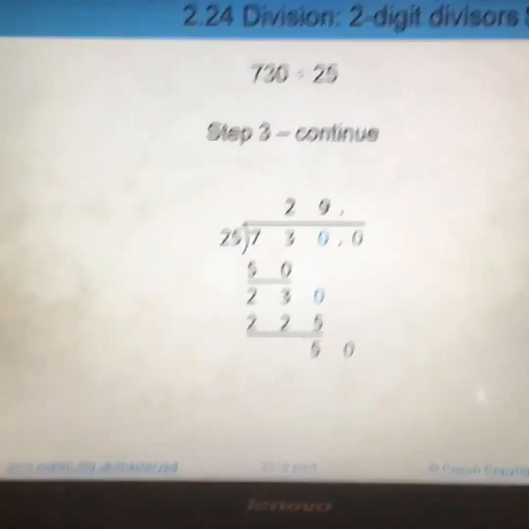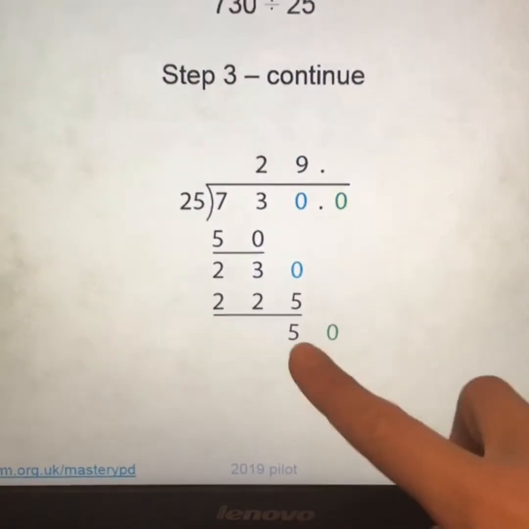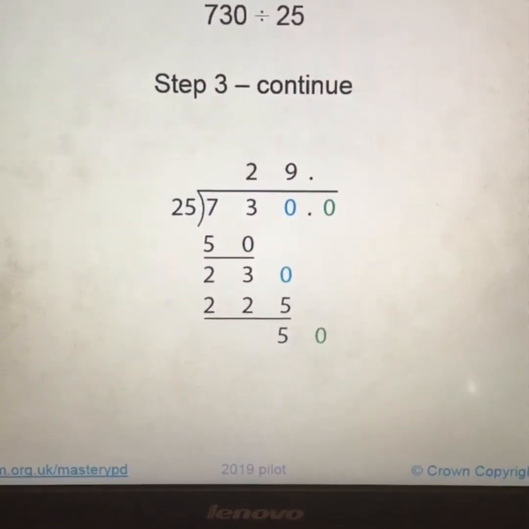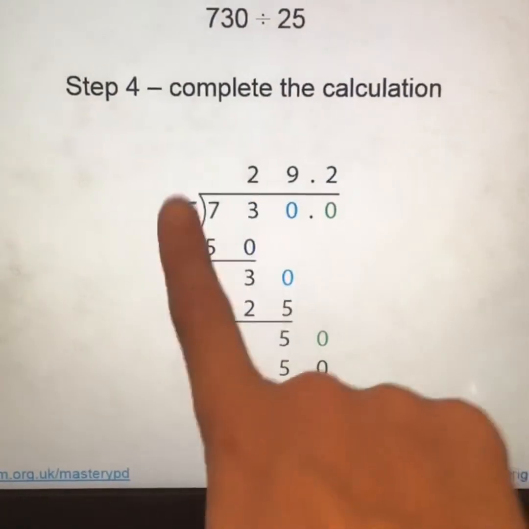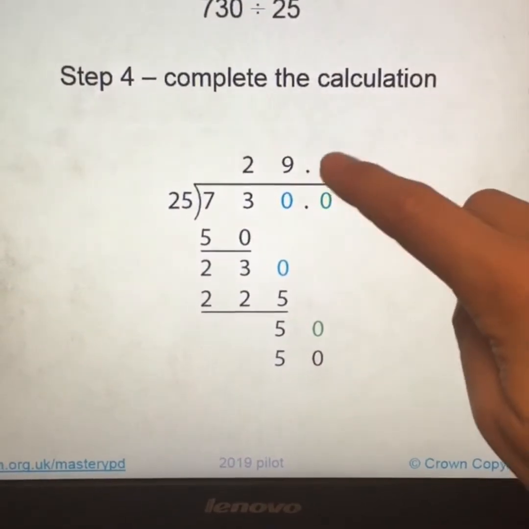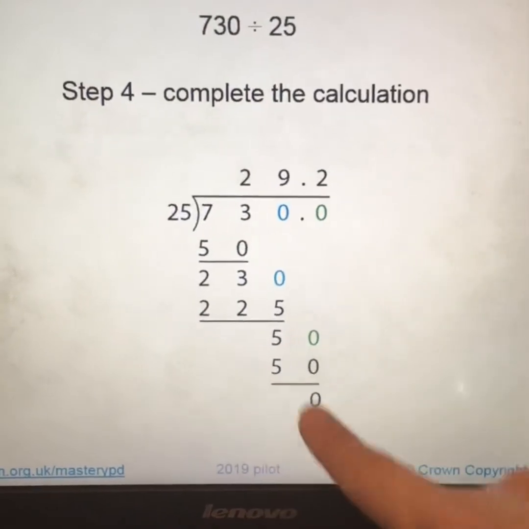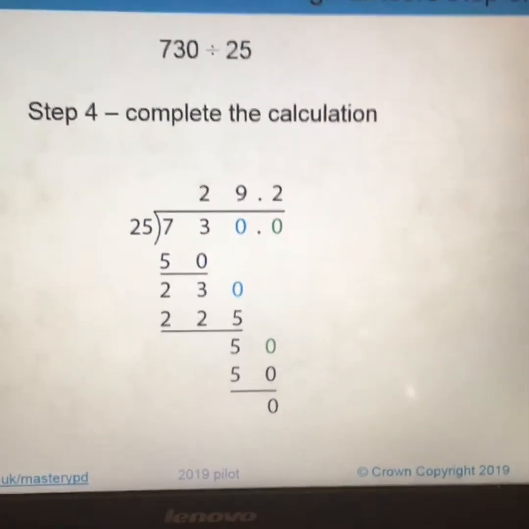like this. And now we're going to say it's 50 tenths. Okay, so we're now going to look at this as 50 tenths. How many times can you divide 50 by 25? How many times does it go in? Well, it goes in twice, because 2 times 25 is 50. So you put the 2 up here because you've divided it 2 times. And then there would be nothing left over. And you would stop at 29.2.